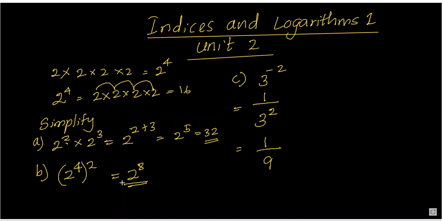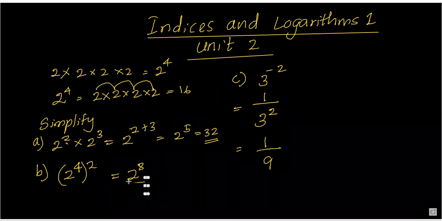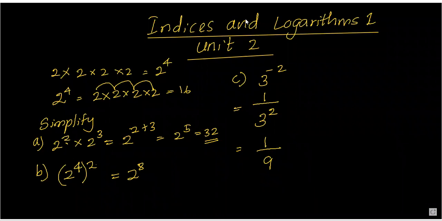And this one also we can write the answer: 2 into 2 into 2 into 2 into 2 into 2, 8 times you can write. Then what is the value here? 2 to the power 8 means 2 times 2, 4 times 2, 8 times 2, 16 times 2, 32 times 2, 64 times 2, 128 times 2, 256. Then we mentioned the answer for C also.